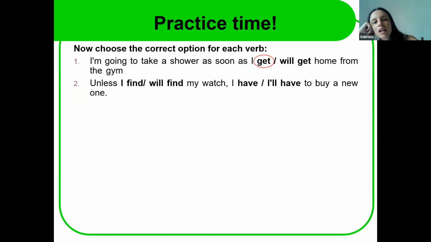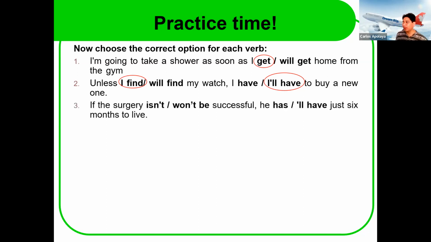Unless I find my watch, I'll have to buy a new one. Yes, a menos que encuentre mi reloj. I mean, si no encuentro mi reloj, siempre trata de usar el inglés, pero para que no te estés equivocando, ponle en tu cerebro como, si no. So, I go to the party. Si no voy a la fiesta. So, unless I go to the party, unless I go, if I don't go, you see? That's great. Number 3, continue.